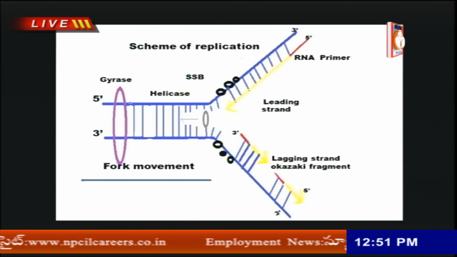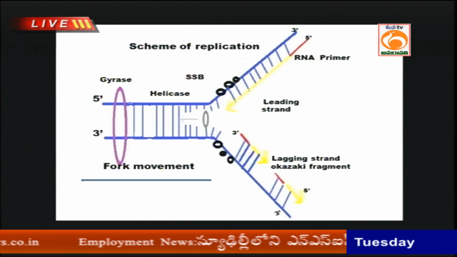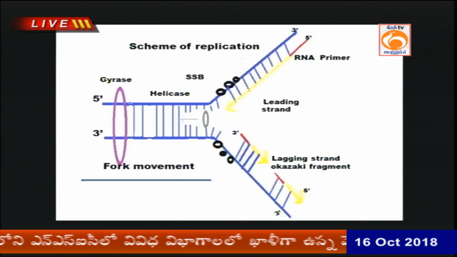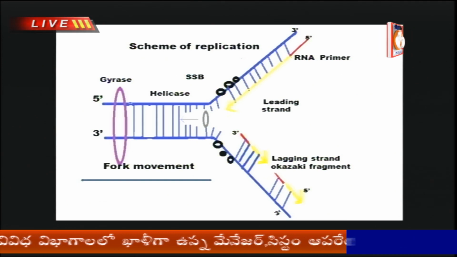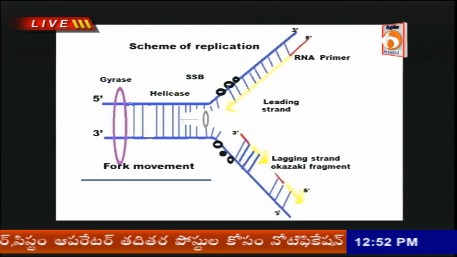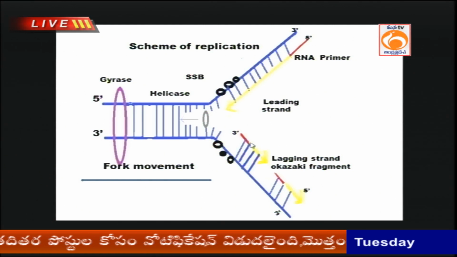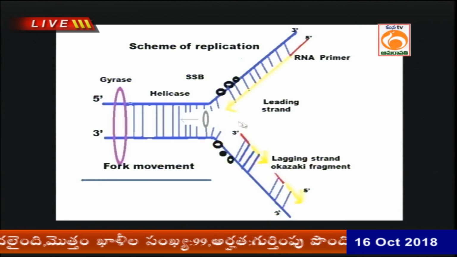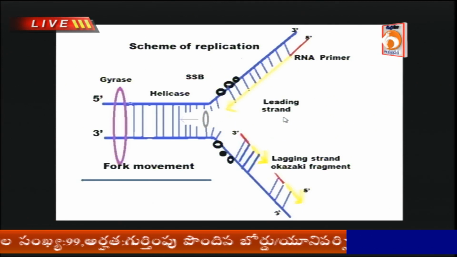Actually, synthesis of the lagging strand is a bit later than that of the leading strand. So, to get coordination between these two strands, the lagging strand will be pulled out between the replication fork and the DNA polymerase III enzyme.